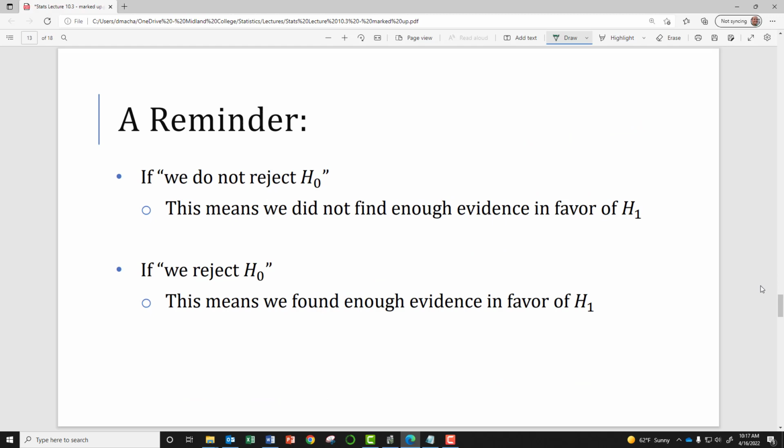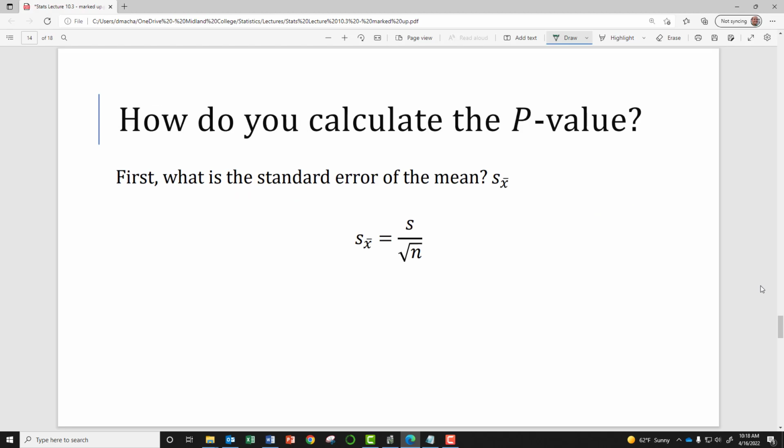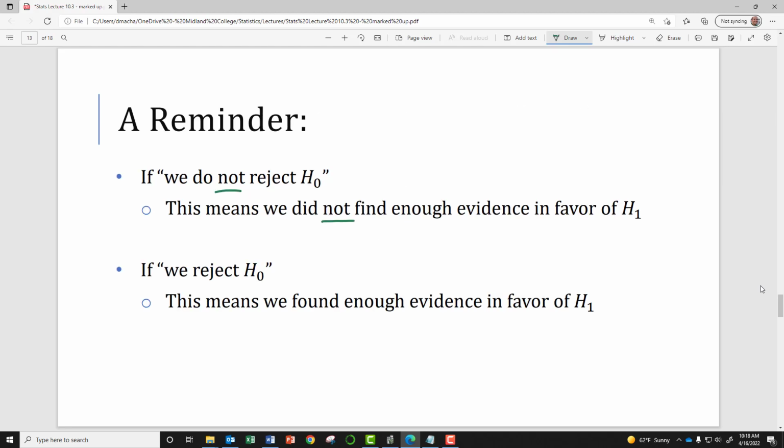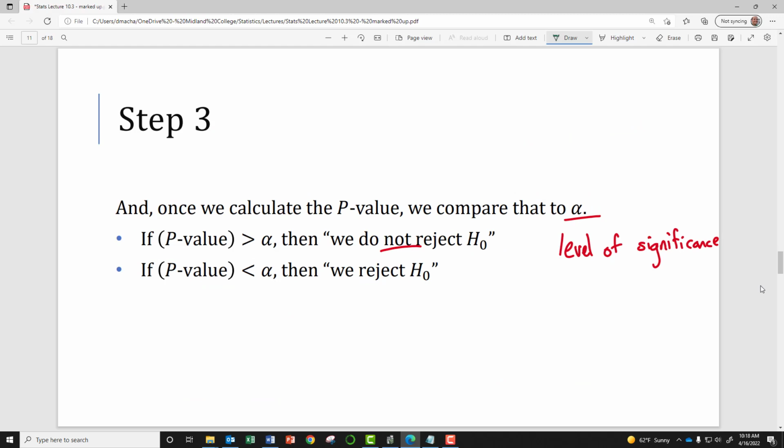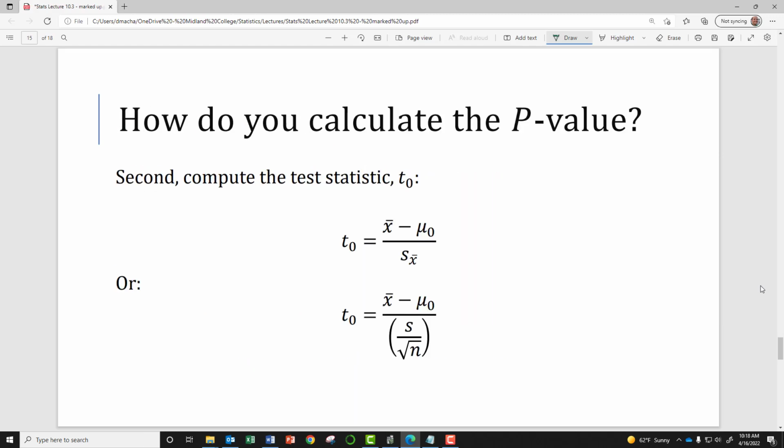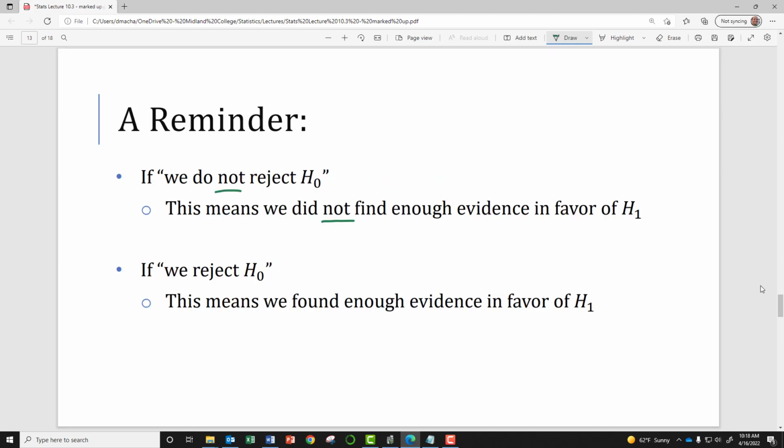And a lot of this is like before, so we'll try to keep moving. Just a quick reminder, if you do not reject the null hypothesis, that means you did not find enough evidence in favor of your alternative hypothesis. If you do reject the null hypothesis, this is saying that we did find enough evidence in favor of our alternative hypothesis. So how do we calculate that p-value? Everything here hinges on calculating the p-value and comparing it to my level of significance. So how do we actually calculate this p-value?